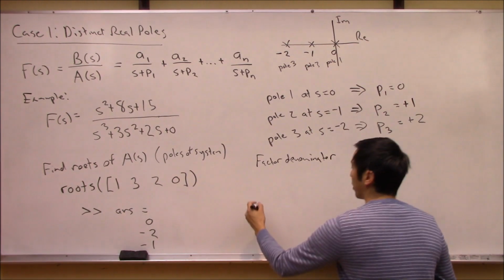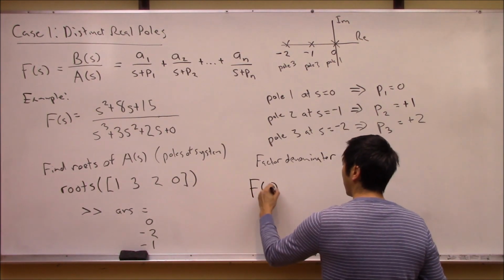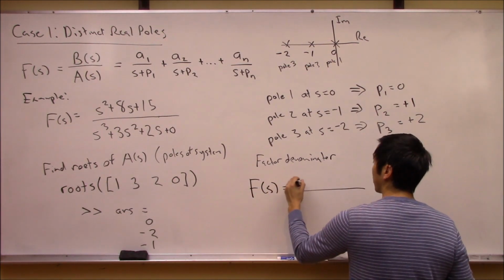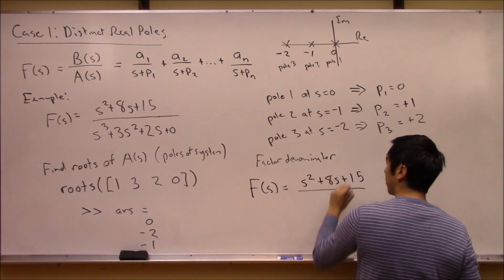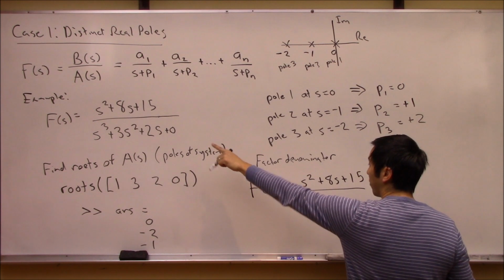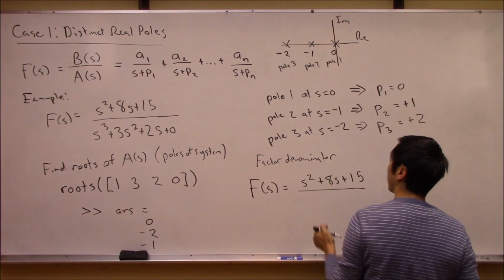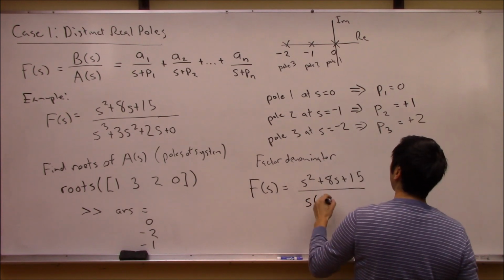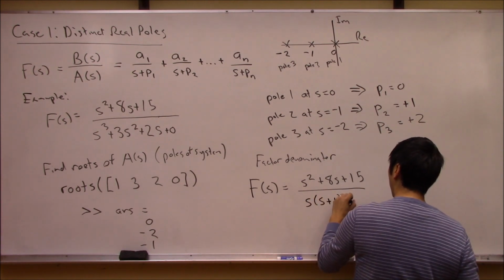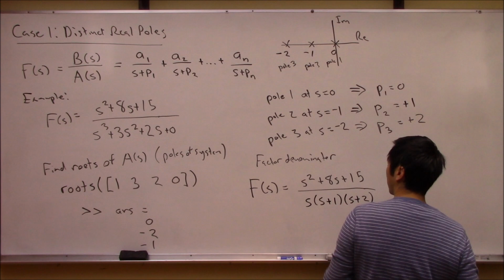Okay, so what we're going to do is I'm going to leave the numerator untouched. It's going to be s squared plus 8s plus 15, right? And now I want to factor the denominator into these pole locations. So this is going to look like s, s plus 1, and s plus 2, right?